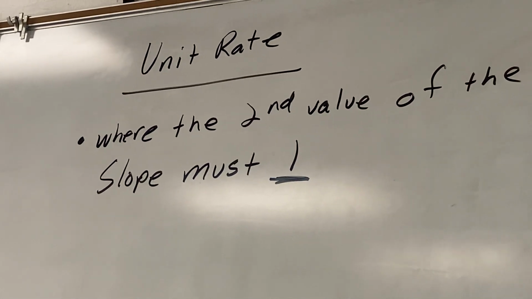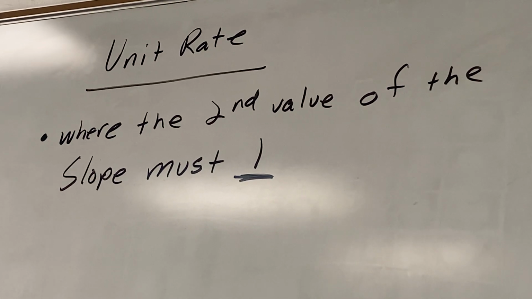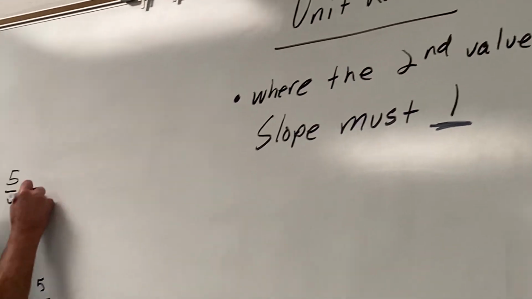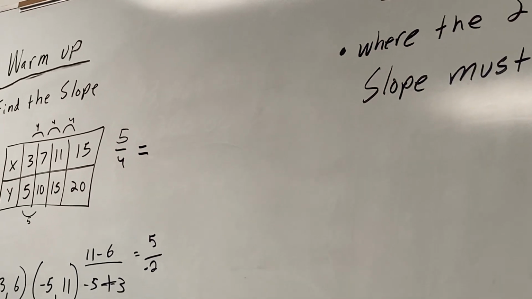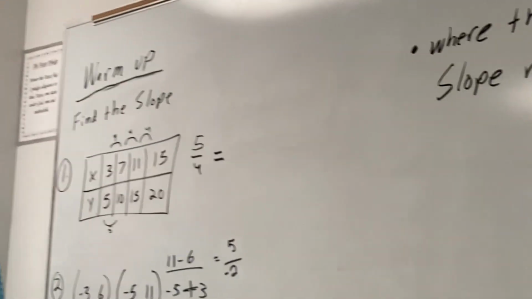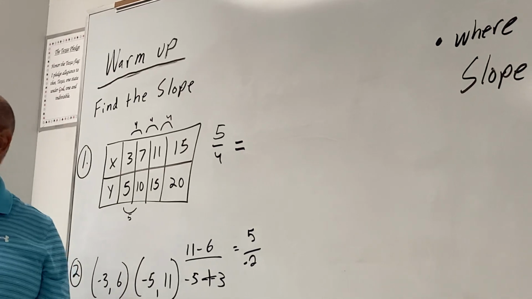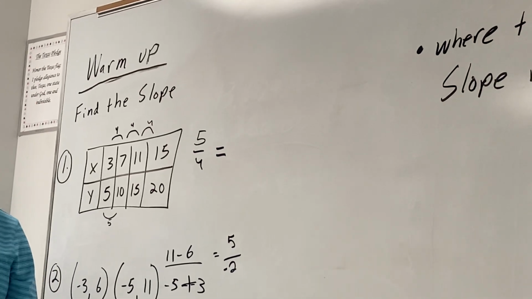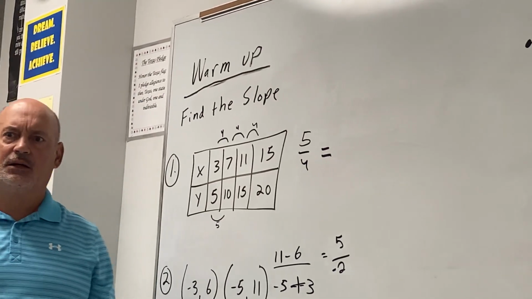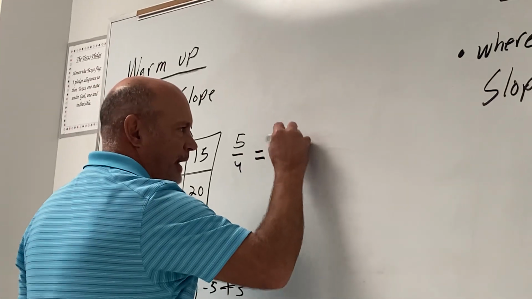Can anybody help me convert this to a unit rate? It is the correct slope, but it is not written as a unit rate. How can we rewrite this as a unit rate? You might want to pick up your calculator. It'll help. Does anybody know what the unit rate is? What are you thinking, Bella? 1.25 over 1. Yep. How did you get that?